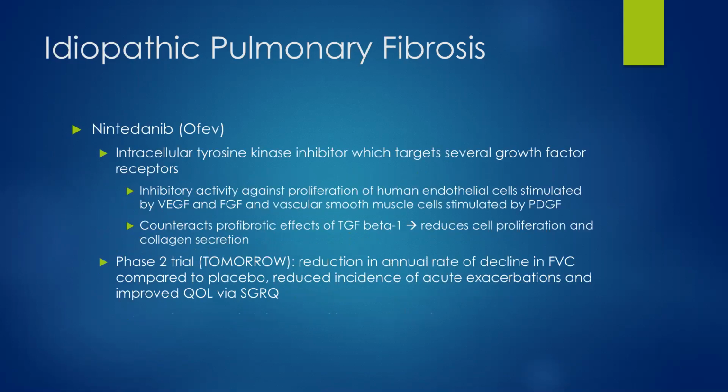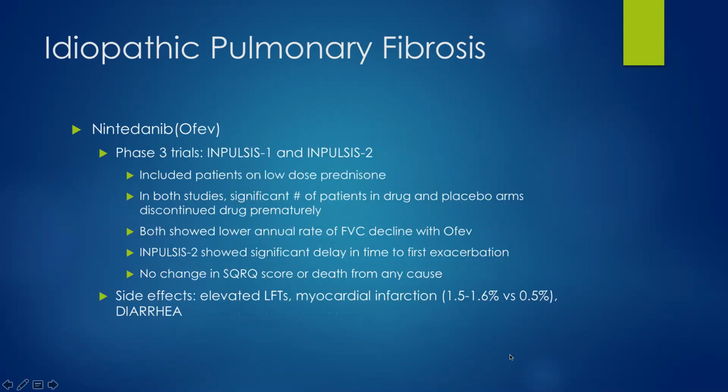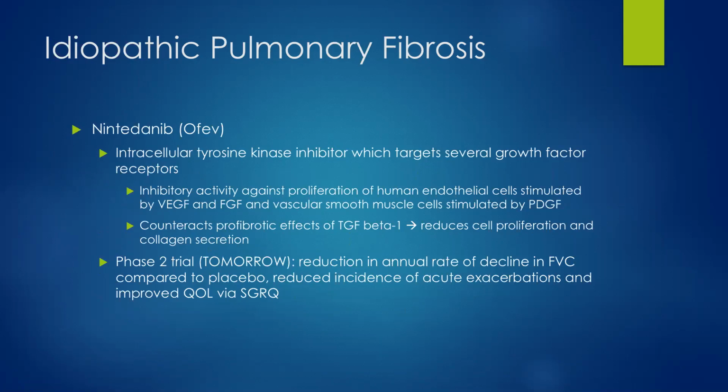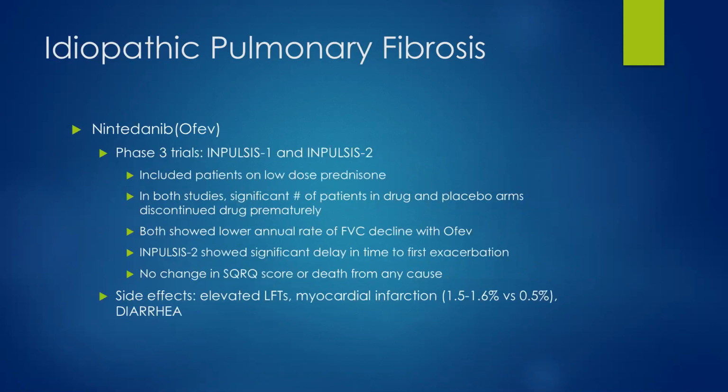OFEV, we actually understand how it works. It is an intracellular tyrosine kinase inhibitor that works on a bunch of different growth factors, and it inhibits the proliferation of human endothelial cells that get stimulated to make scar. So by inhibiting that, it reduces the scar formation. Their trials, Tomorrow and Impulsis, both showed that they reduced the rate of decline in forced vital capacity, and maybe helped reduce the risk of exacerbations.